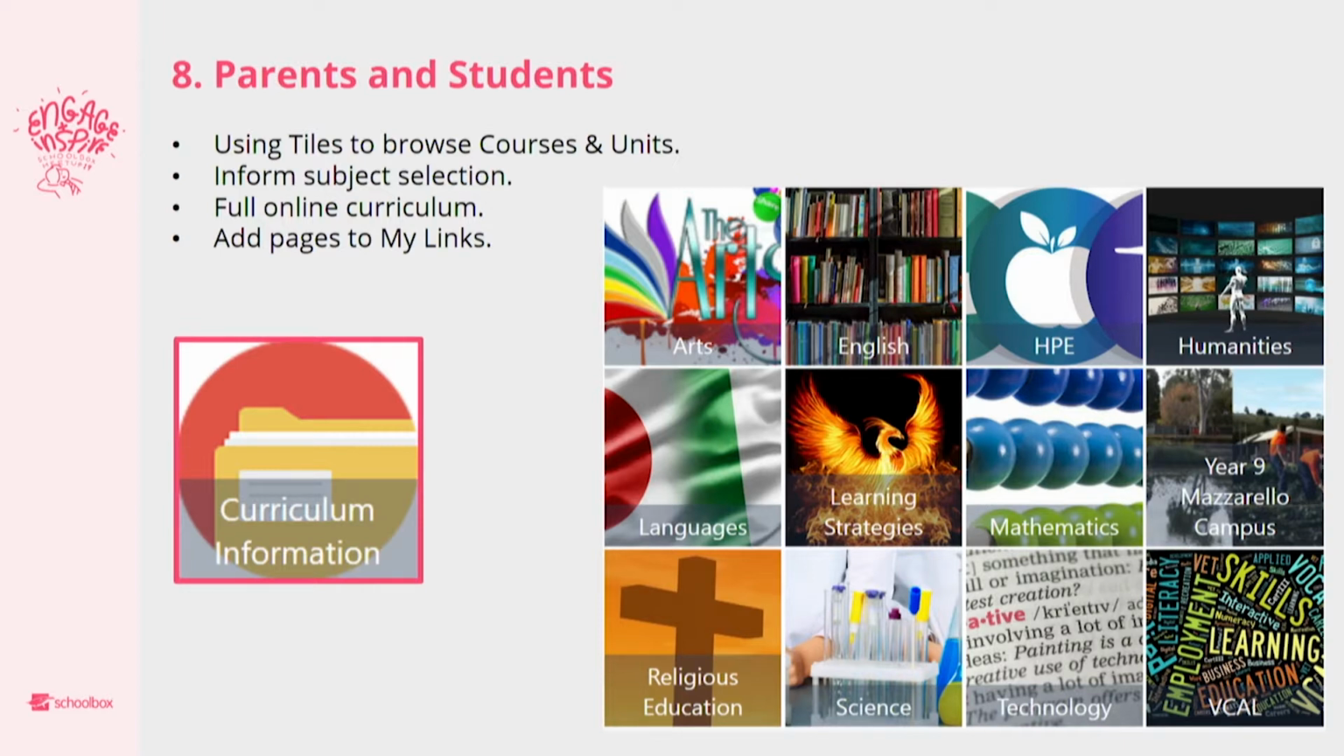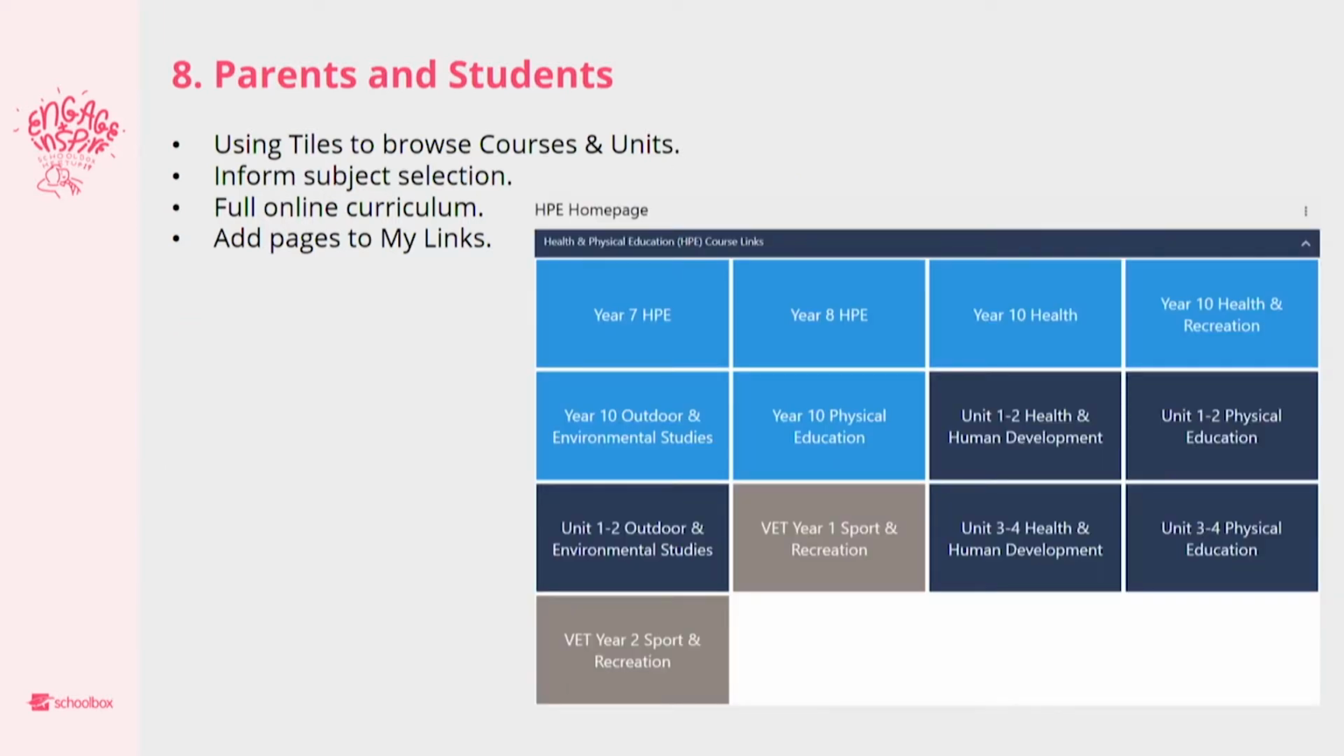And so if you were to, say, click on HPE as an example, a parent would see all of the different courses that run within health and physical education from 7 to 12 at Salesian. So I've just colour-coded these. Light blue is a year 7 to 10 course, navy blue is a VCE course, and grey is a VET course. So a parent can then click within a course and be taken to the course page, and then on the course page they're going to find the tiles that link to the unit pages. So it's just a bit of scaffolding for parents to be able to navigate to any course they want.